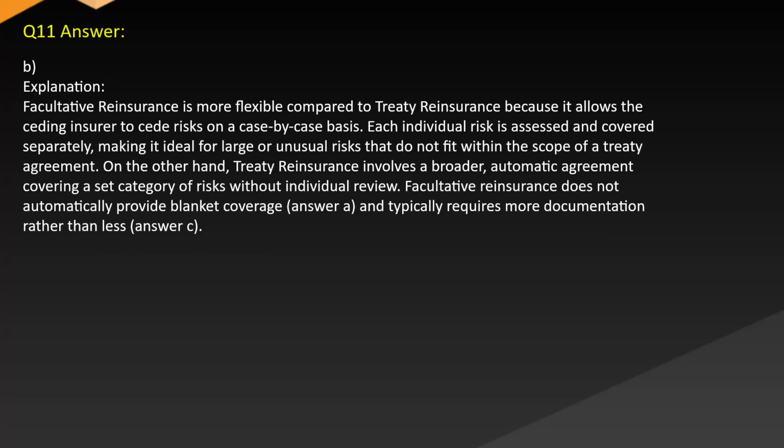Answer B. Explanation. Facultative reinsurance is more flexible compared to treaty reinsurance because it allows the ceding insurer to cede risks on a case-by-case basis. Each individual risk is assessed and covered separately, making it ideal for large or unusual risks that do not fit within the scope of a treaty agreement. On the other hand, treaty reinsurance involves a broader automatic agreement covering a set category of risks without individual review. Facultative reinsurance does not automatically provide blanket coverage, answer A, and typically requires more documentation rather than less, answer C.